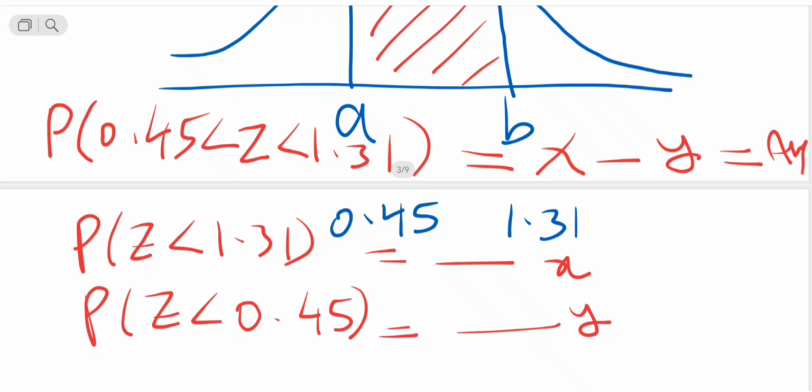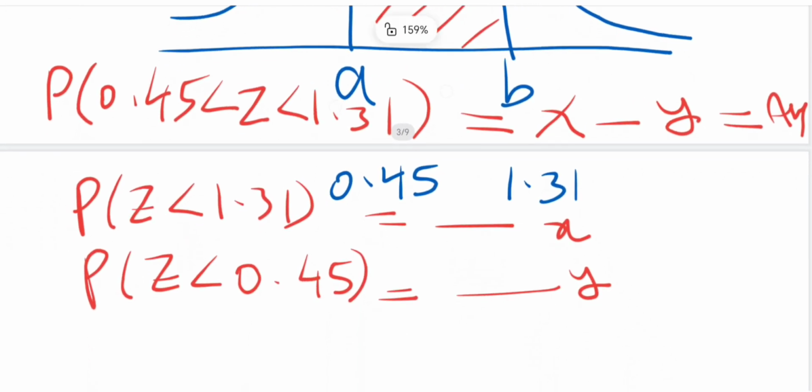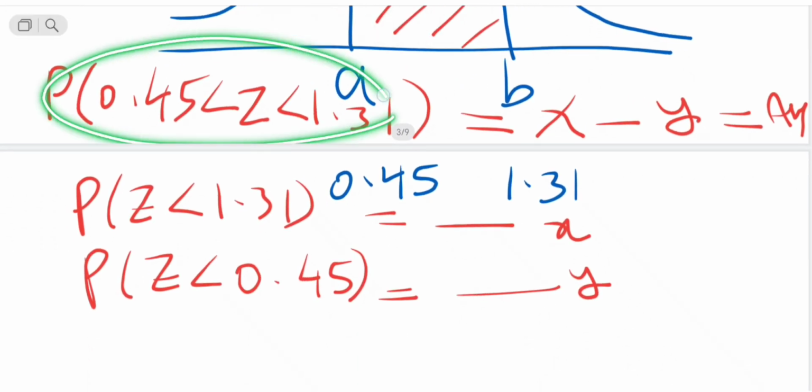I hope it is clear. Again, if they give you two positive values, a and b, they are asking you to find the area between a and b, meaning between 0.4 and 1.35. So this one. So what will you do? You will see it can be written like that, or the question can be like this.